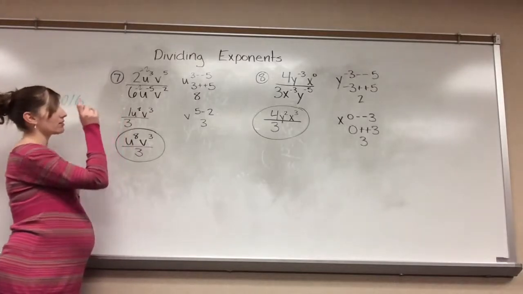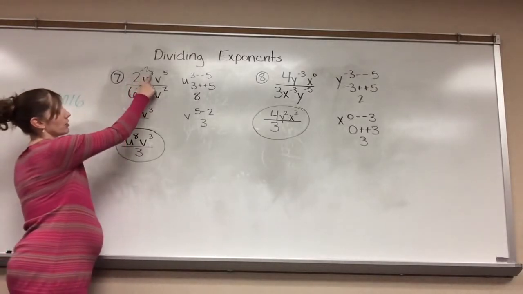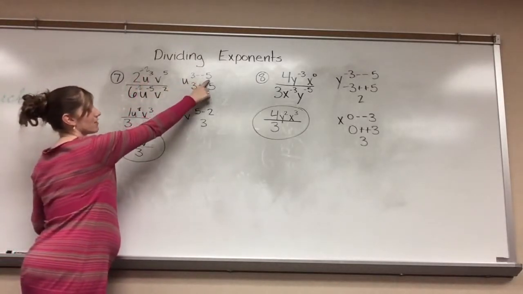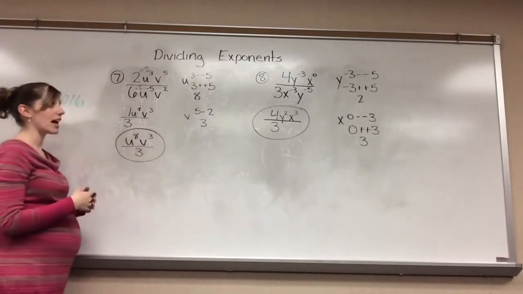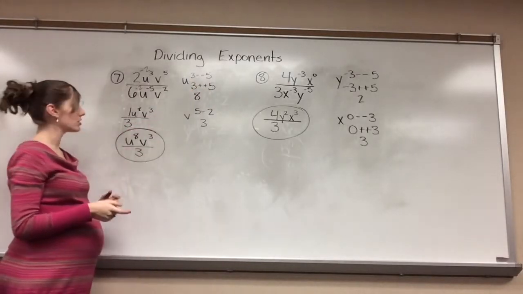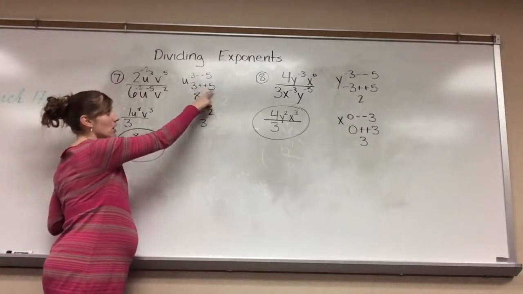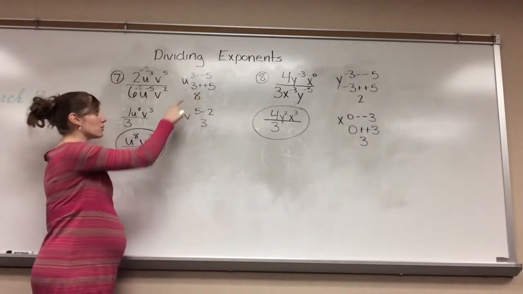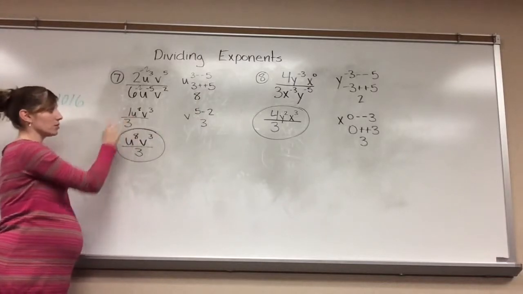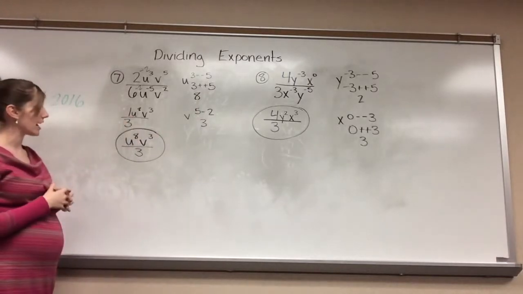So always subtract from top to bottom. So I took 3 minus negative 5, and I changed that to adding the opposite. Remember, I changed those integers. So we have 3 plus positive 5. Well, 3 plus 5 is 8, which means u belongs in the numerator of our fraction, u to the 8th.